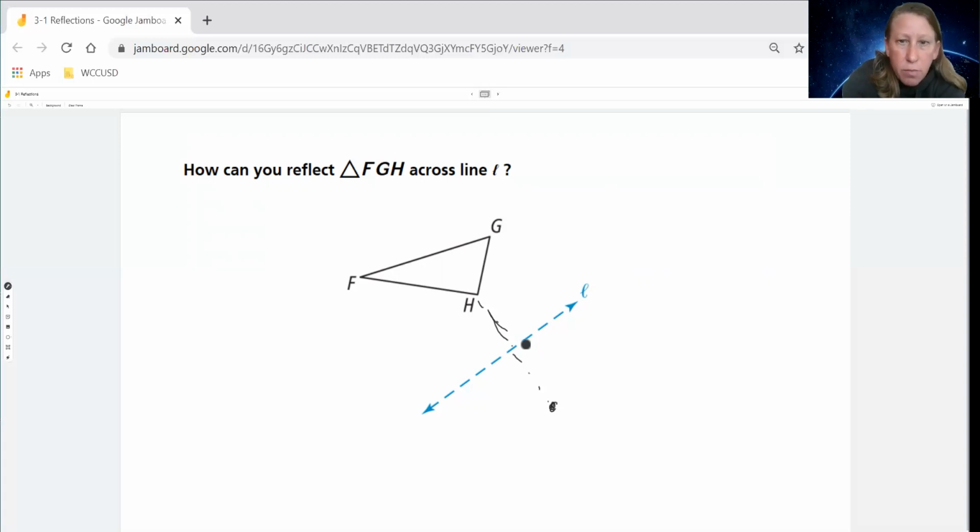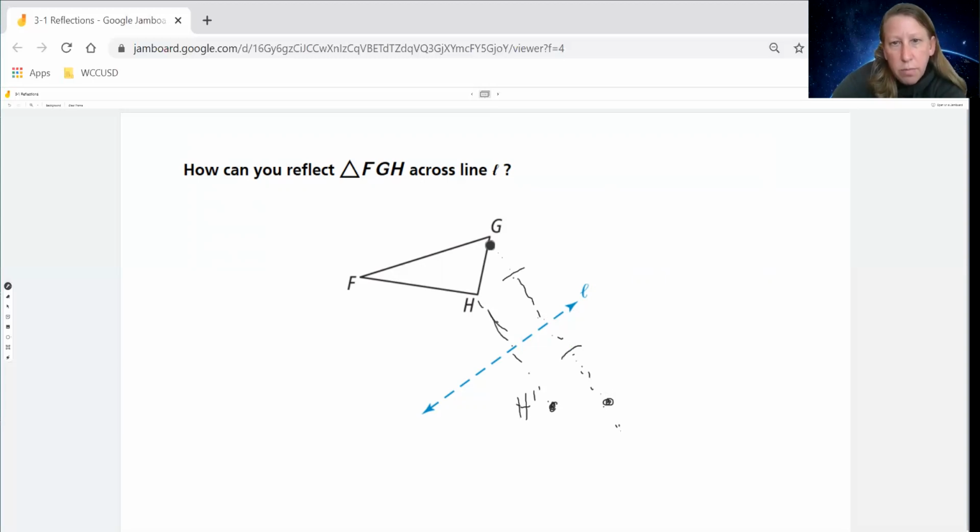And notice that this is perpendicular. So that's going to be H prime right there. Okay, if I want to find G prime, I have to go straight to the line with a perpendicular. And then I have to go that far out the other side. So if I went this far, I have to go the same far out to here.